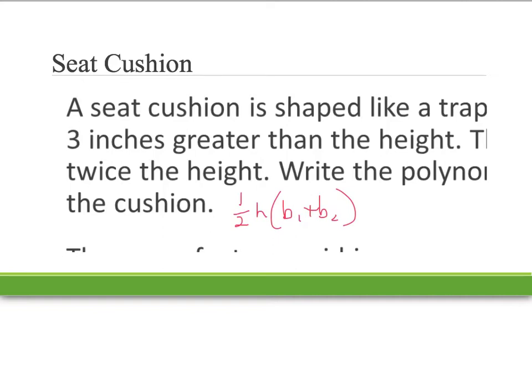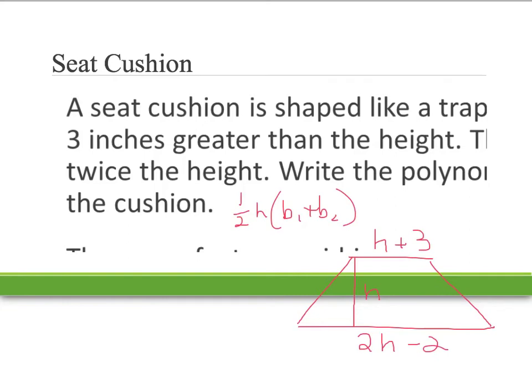We want to write a polynomial for this, so I'm going to draw my trapezoid and start labeling each part. The shorter base is 3 inches greater than the height, so it's height plus 3. We'll call the height h. The longer base is 2 inches shorter than twice the height, so we have twice the height, but then minus 2.